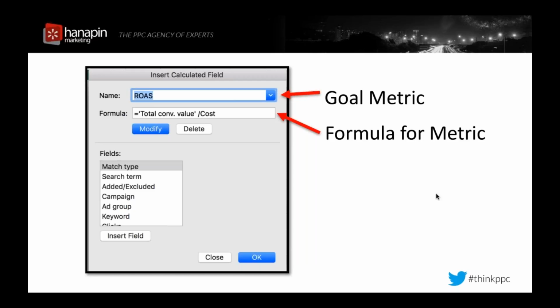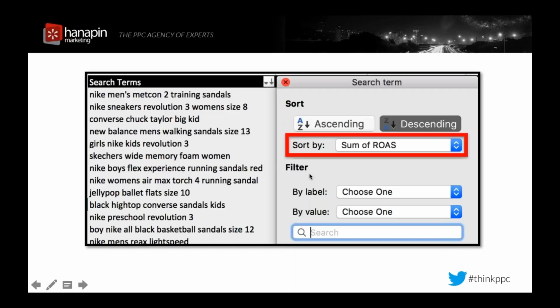And when you add that calculated field, it's just going to let you create a formula based on fields that you already have. So return on ad spend in this case is my conversion value field divided by my cost. And that's going to be called return on ad spend, and that gets added into the pivot that I have.